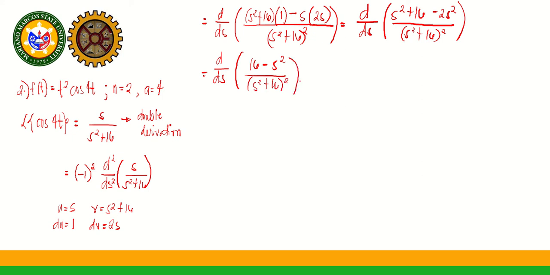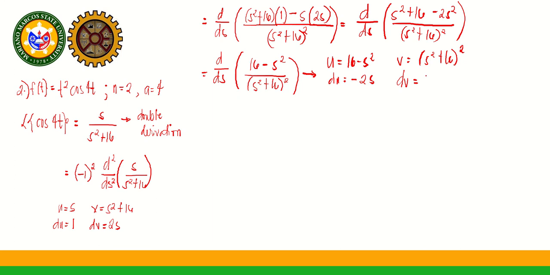So this time, ito naman ngayon yung i-derive natin. So let u be equal to 16 minus s squared. Our du with respect to x is negative 2s. Our v is s squared plus 16 quantity squared. So our dv is 4, oh my gosh, sorry, this is 4s squared plus 64. Okay, so this will be equal to, follow yung uv minus v du over v squared.